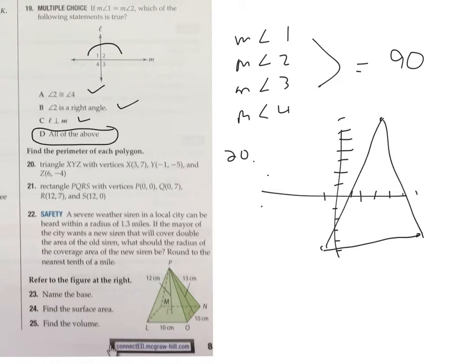Find the perimeter of each polygon. Now, what you're going to have to do is use the distance formula and find the distance of each of these sections. Okay? So I'm going to need to find the distance between (-1, -5) and (6, -4). Okay, so let's do this real quick.